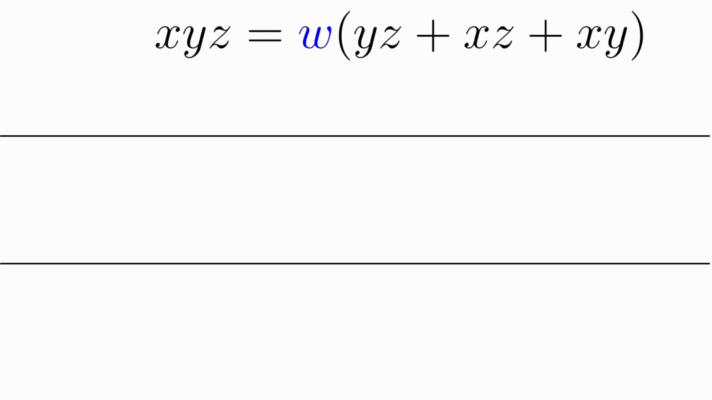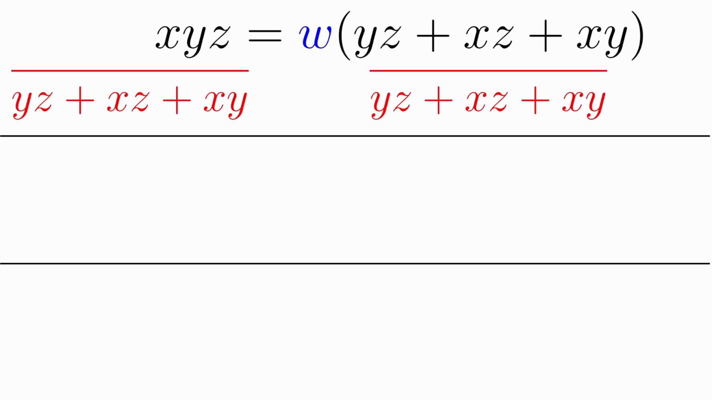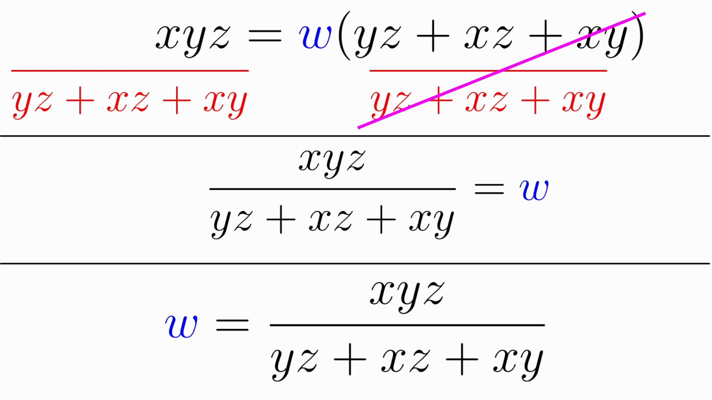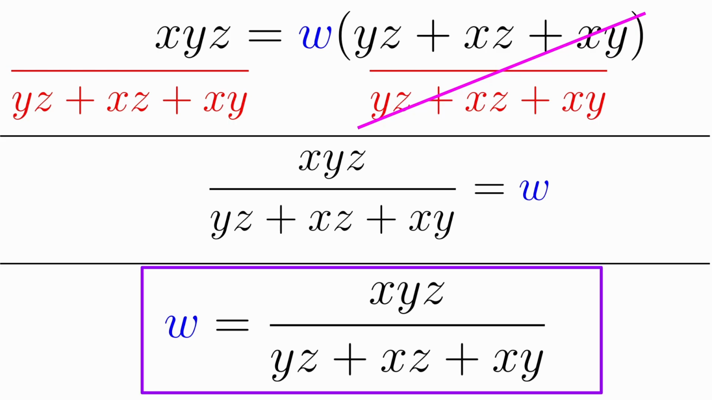We're in the home stretch now. That W is just being multiplied by something. Opposite of multiplication is division. So we're going to divide both sides by that big mess. The guys on the right go away. And we are left with W is equal to XYZ over YZ plus XZ plus XY. And that would almost certainly be how the College Board would write it in the answer choices. So here, clearing denominators was incredibly helpful to solving the question faster.